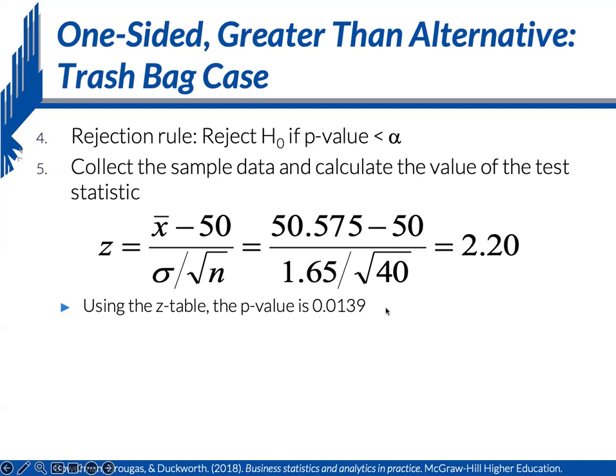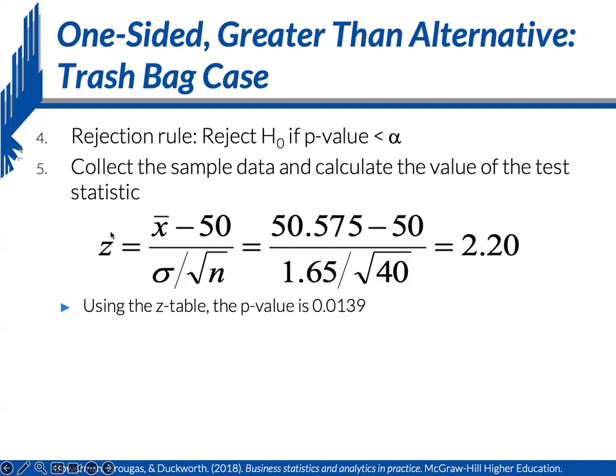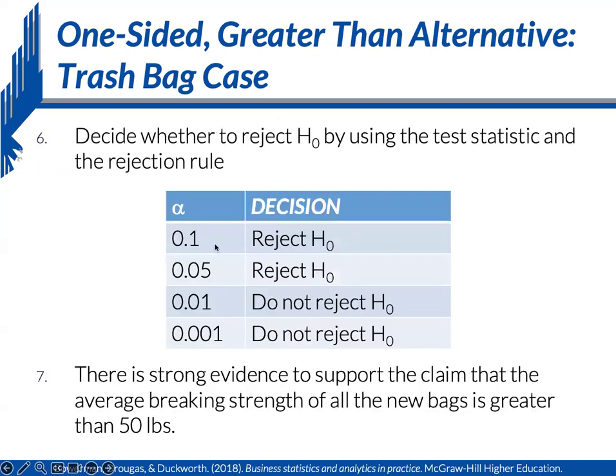And this is what we will compare to the four values of alpha. And our rejection rule again states that if this is less than alpha, then for that value of alpha, we reject the null hypothesis. So again, we have here a summary of the results. Our p-value is 0.0139, which is less than 10% and 5%, but it's greater than 1% and 0.1%. Therefore, for these two values of alpha, we reject the null hypothesis. And for these two values of alpha, we do not reject the null hypothesis.